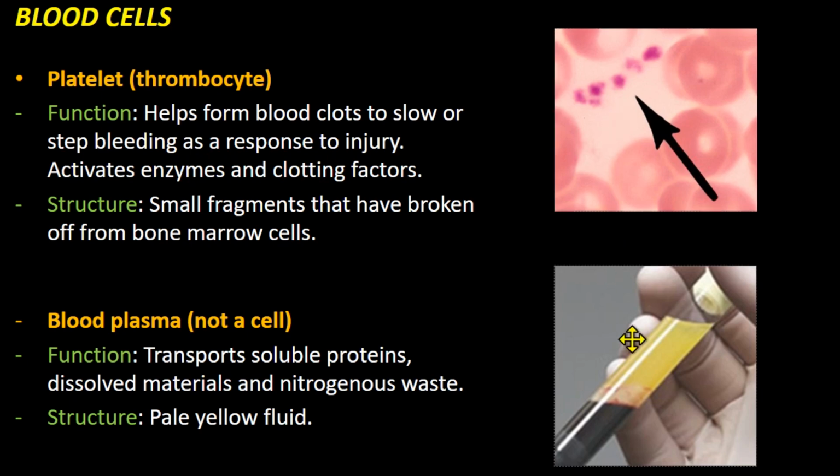Finally, blood plasma, which is not a cell, platelets are not cells by the way, this is more the medium. It is a pale yellow fluid, as you can see here, and inside this fluid we would have dissolved nutrients. So this would basically be able to transport soluble proteins, any dissolved materials, nitrogenous waste, hormones, things like that.